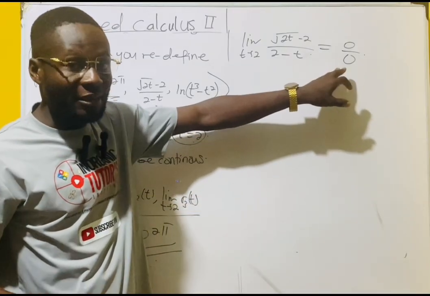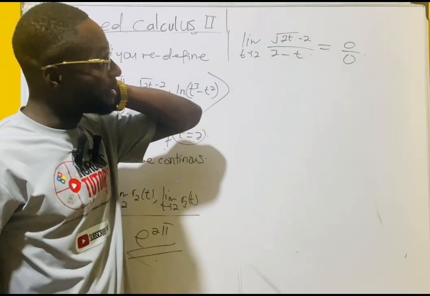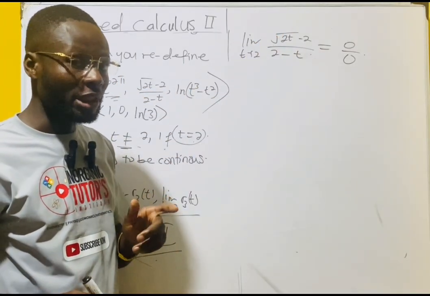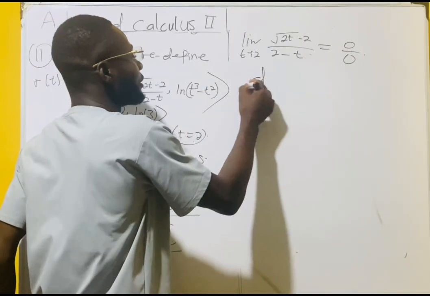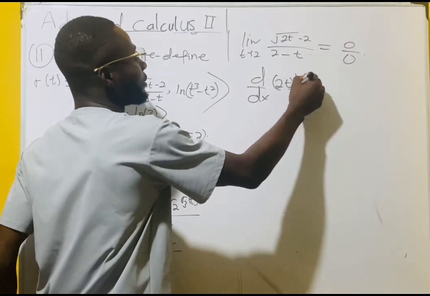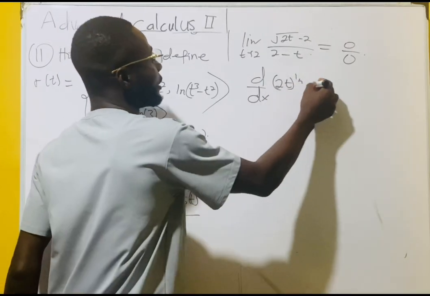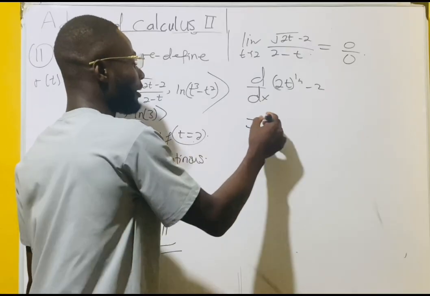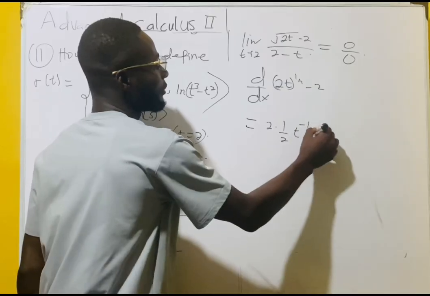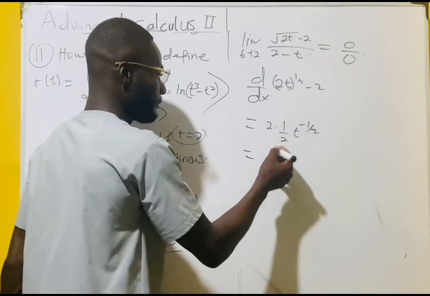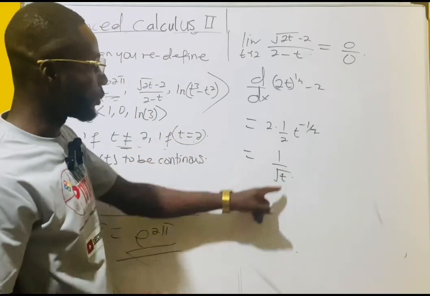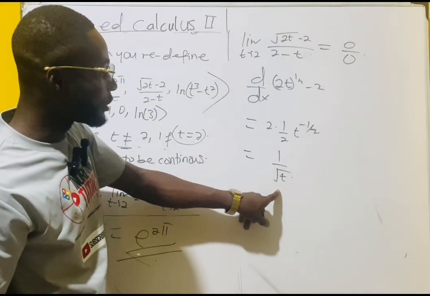So once it is indeterminate, it means that we can differentiate numerator and denominator using the what? The L'Hopital's rule. So we differentiate square root of 2t, which is the same as, or half, minus 2, right? So when we do that, we're going to have 2 times half t to the what? Negative half, right? So we're going to have 1 over square root of what? t, right? So now if t approaches what?